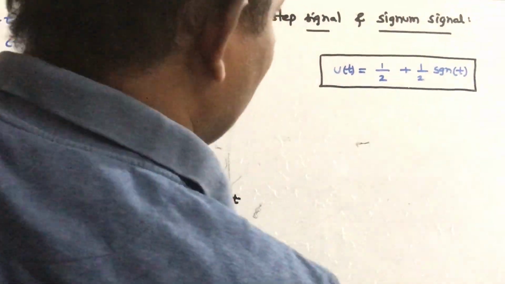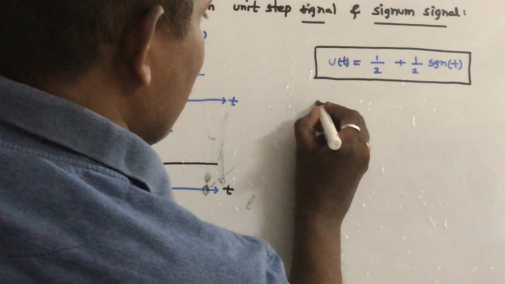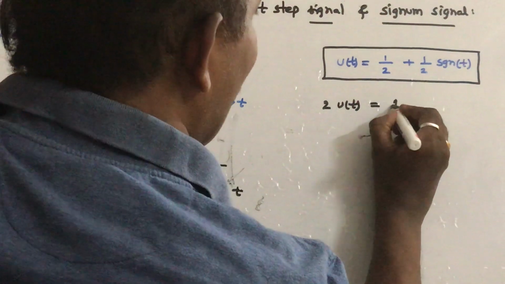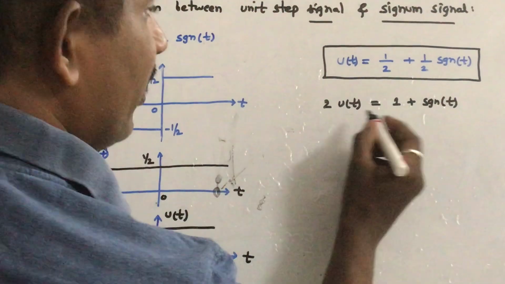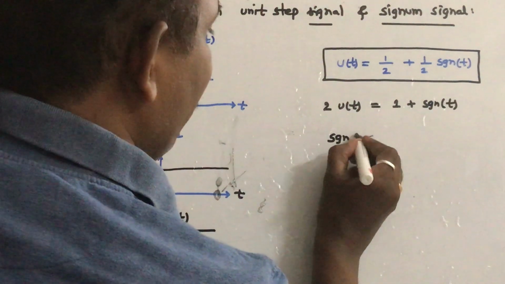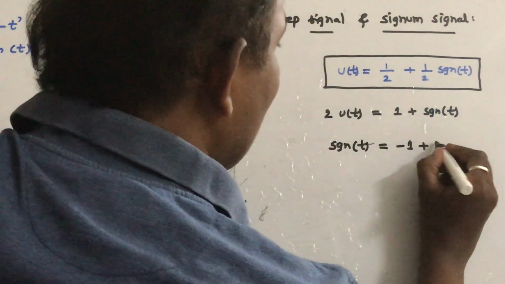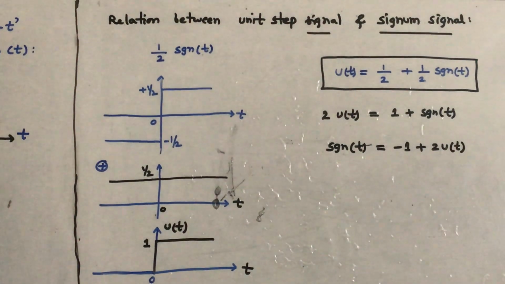Or otherwise, you can take 2 as common. This is further written as 2 into u of t equal to 1 plus signum of t. So signum of t can also be written as minus 1 plus 2 into u of t. So you can use this relation also.